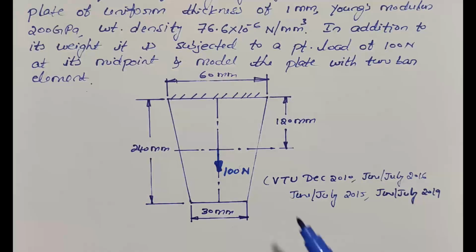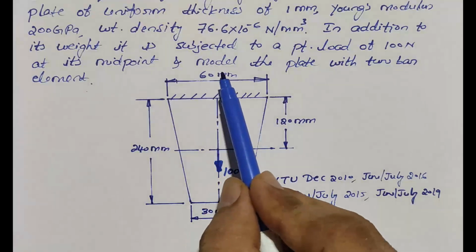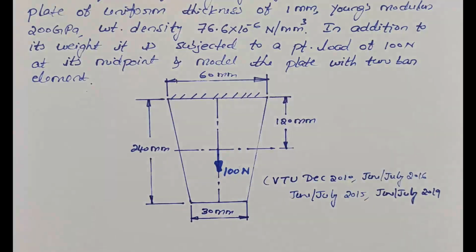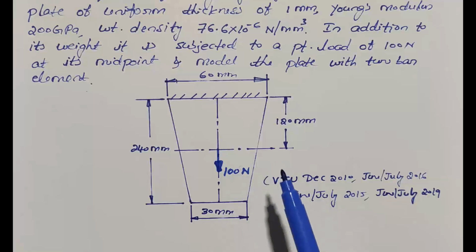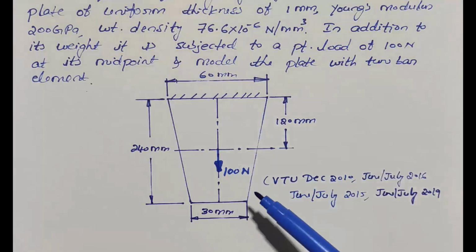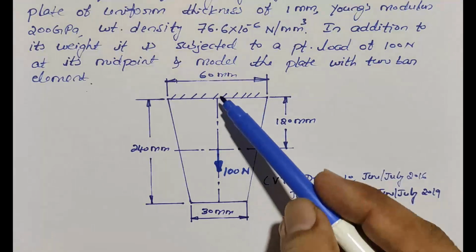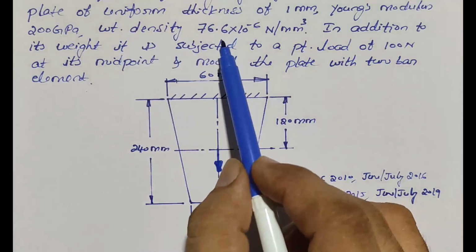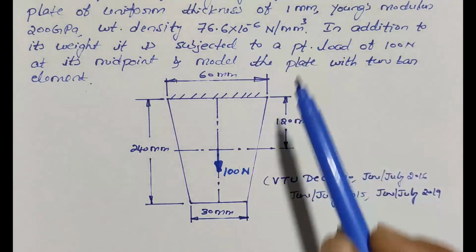See, I told you when a uniformly tapering bar is given, you have to convert that tapered bar into stepped bar. Here in the problem itself, it is mentioned model the plate with 2 bar element. You have to use 2 1D bar element for FE model. See, it's very important problem. It has been asked in VTU question paper many times. See here, this bar is subjected to a load of 100 Newton at the center and also weight density of 76.6 into 10 power minus 6 Newton per mm cube is given.